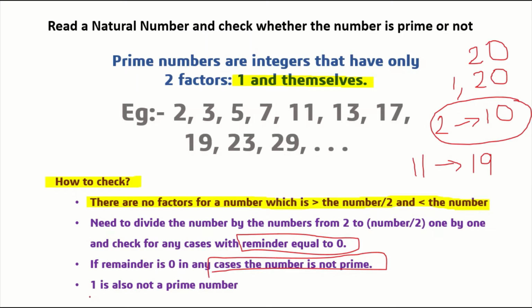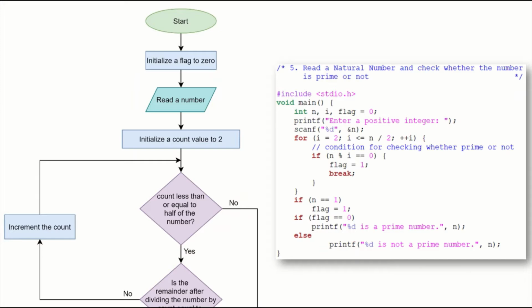So 1 is also not a prime number. So we have to check that case separately, because we will be reading natural numbers as input. The natural number starts from 1. We will start with the flowchart of the program.